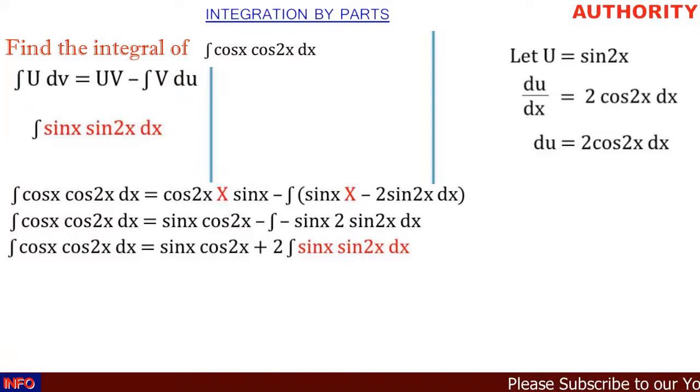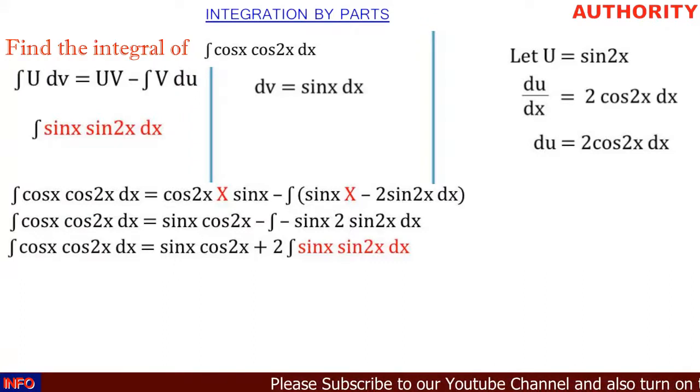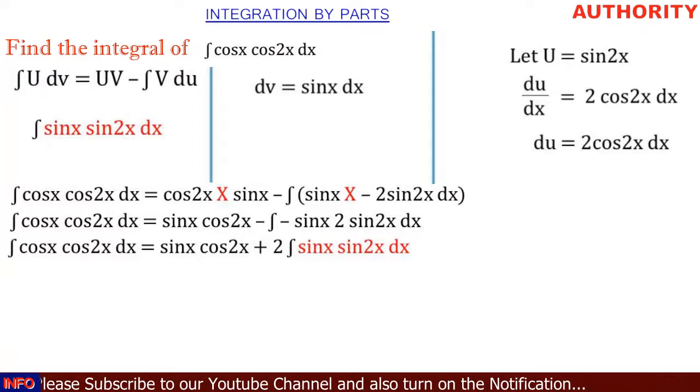All right, yes. And then since you have made u to be sine 2x, the remaining thing there is going to give you your dv, which is sine x dx. So we can simply say that our dv is equal to sine x dx. All right, yes. We have the derivative of v, which is dv. So we're going to take the integral of it so that we can obtain our v.